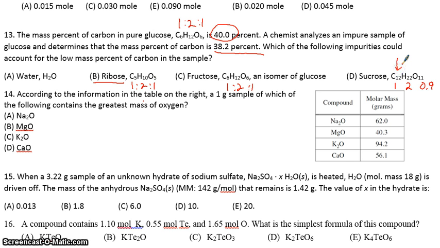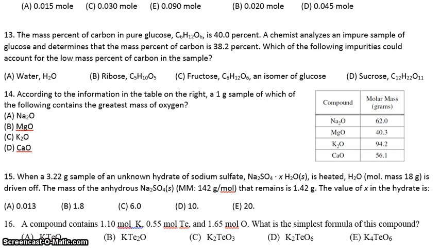So the water is the winner, and that's because when there's a little bit of water in here, there's really no carbon in water at all, which means it can make it seem like there's less carbon if there's a bunch of water present. So the lower percent is due to the water.